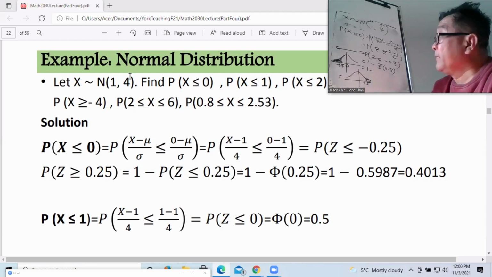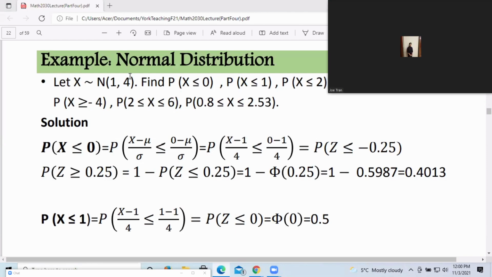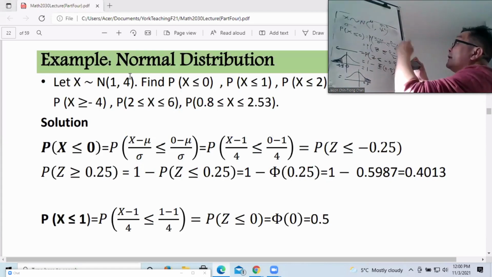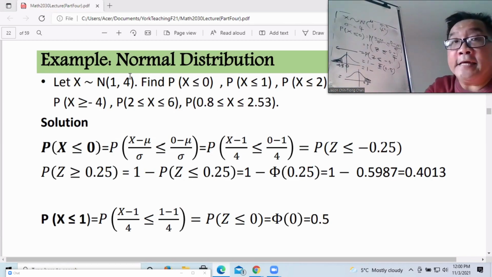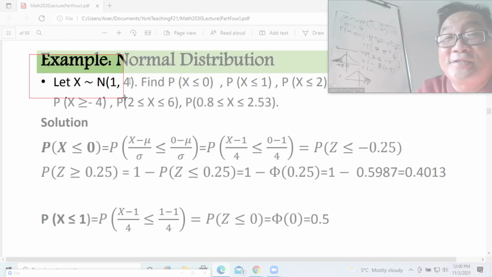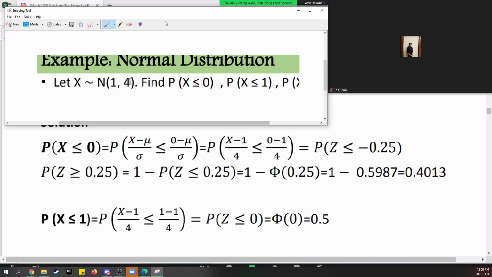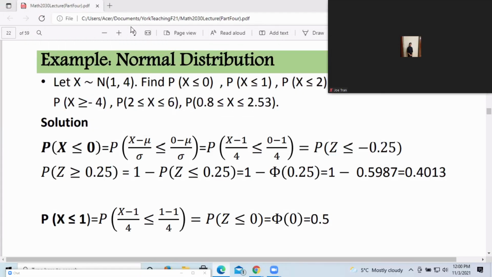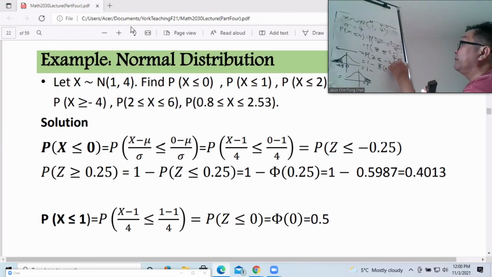Again, I put 4 squared. So then this is 4. Is that okay? This one, just change to 4 squared. It's not easy to type. Every time you type everything, you have to check again. So here's 4 squared, so your standard deviation is 4. So here is 4. Is that okay?